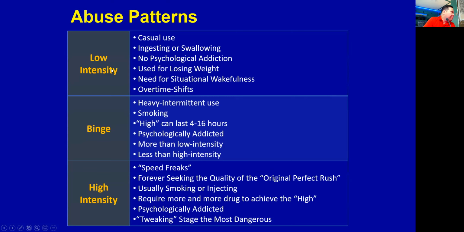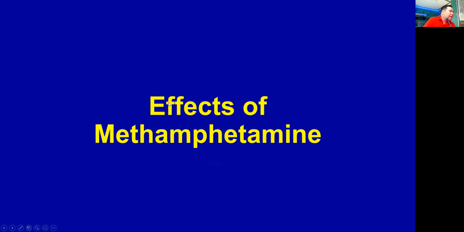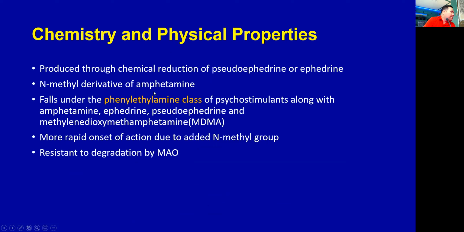Abuse pattern for meth. Okay. What are the effects of methamphetamine? First, we discussed the chemistry and the physical properties of meth. It's produced through the chemical reduction of pseudoephedrine and ephedrine. It's an N-methyl derivative of amphetamine and falls under the phenylethylamine class of psychostimulants along with amphetamine, ephedrine, pseudoephedrine, and MDMA, methylenedioxymethamphetamine, or ecstasy.